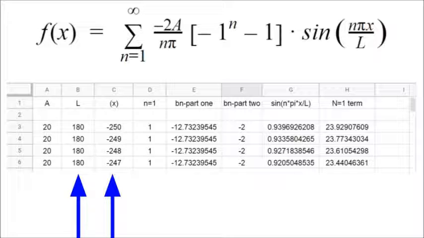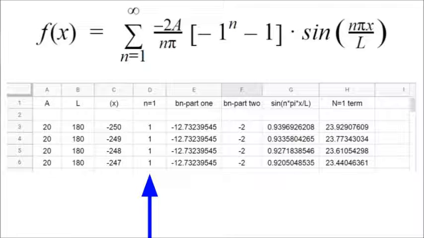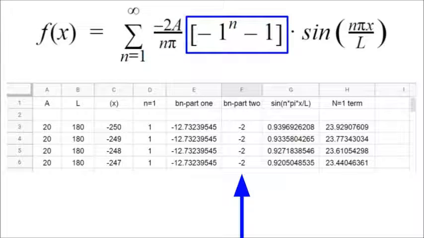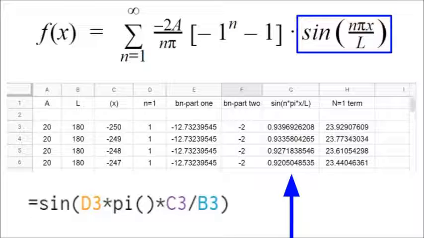Anyway, here's the n values. Those values we can change. And a formula for the first half of our Bn term. And the second half just turns the function on or off. This would give 0 when n is even. The sine n pi x over L term. This is the big deal about Fourier.